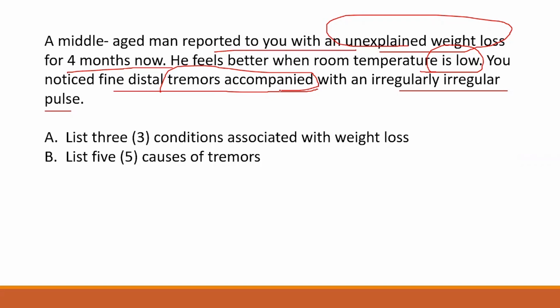anxiety or panic disorder. Guys, there are a lot of them that can cause tremor. So just mention 5 out of the lot I've mentioned: multiple sclerosis, stroke, traumatic brain injury, Parkinson's disease, alcohol abuse or withdrawal, mercury poisoning, hyperthyroidism, liver or kidney failure, anxiety or panic disorder.